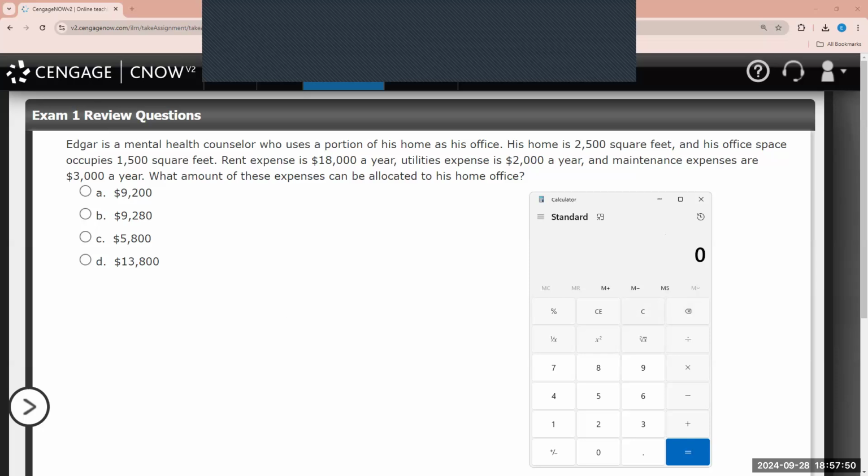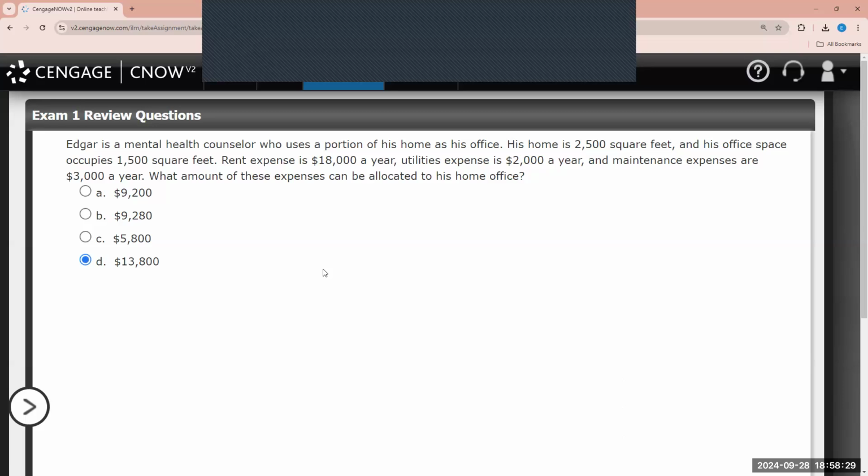We just calculated the square footage as a percentage, and keep in mind when this form is filed, we utilize what's called Form 8829. So we have some indirect expenses, right? $18,000, which represents the rent expense for the entire year, $2,000, which represents utilities expense for the entire year, and maintenance expense for the entire year. So total expenses equate to $23,000. However, the home office only utilizes 60% of the home. So the deduction that is allowed is $13,800.